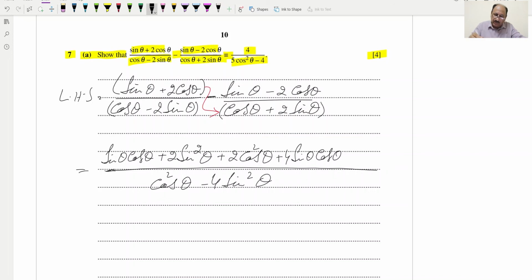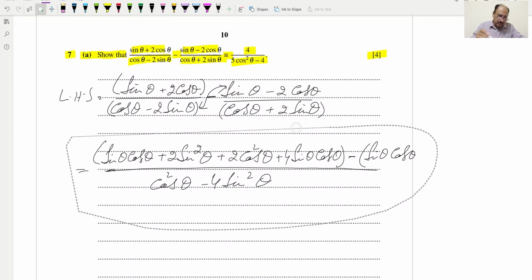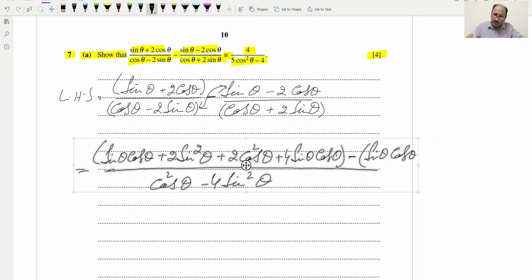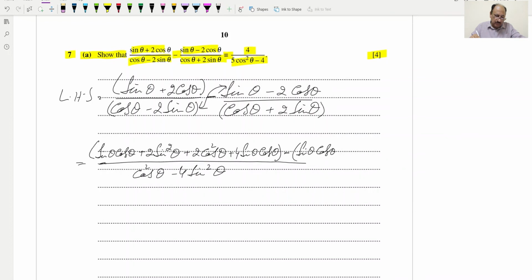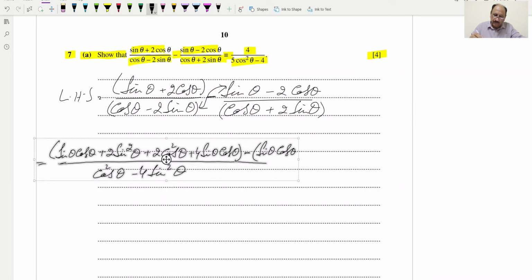I will put this in brackets, and then we can multiply this side with this one, so it will be minus sin theta cos theta. And we will reduce it to a readable size, so we can save the space also. Okay, this one is good, and now we have space.